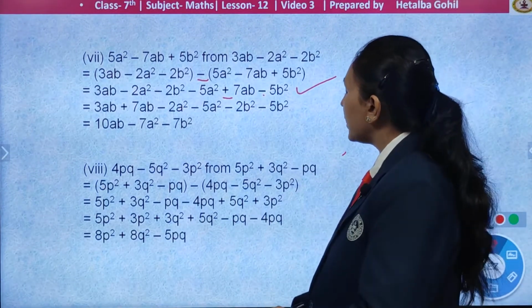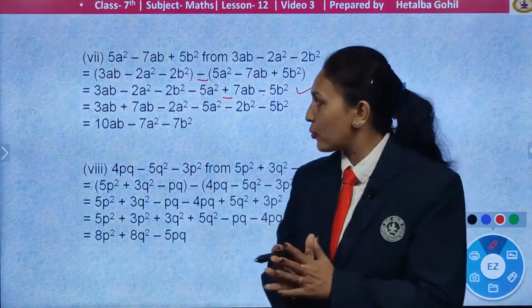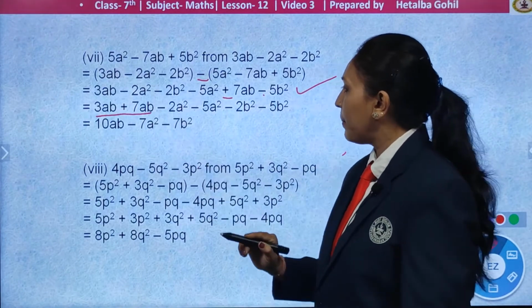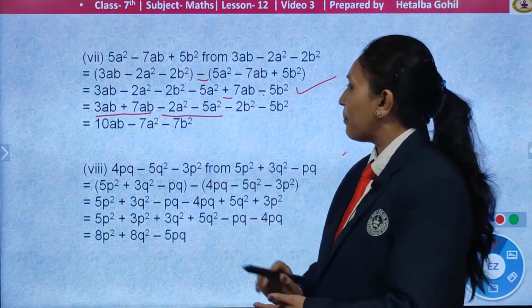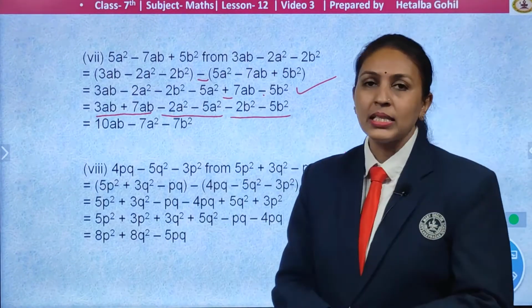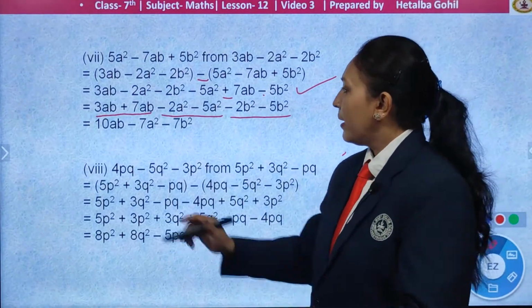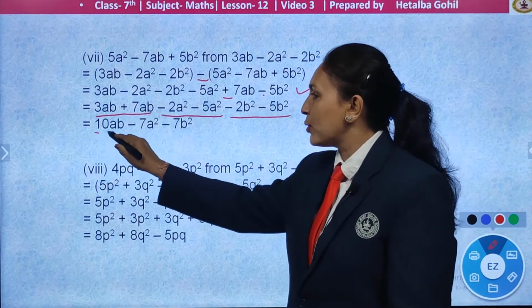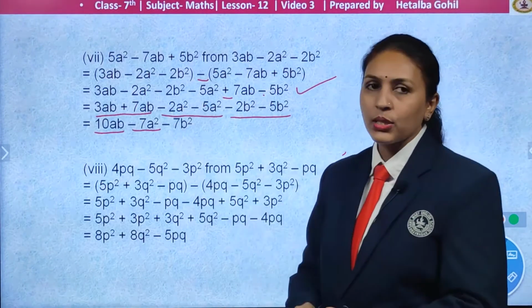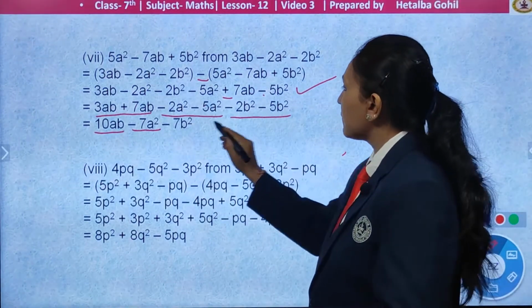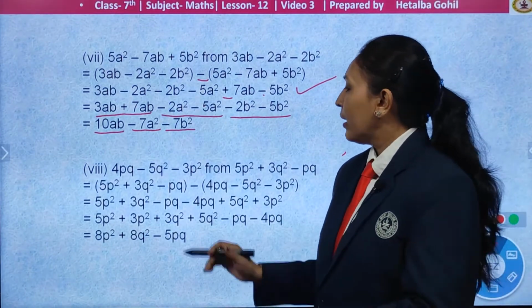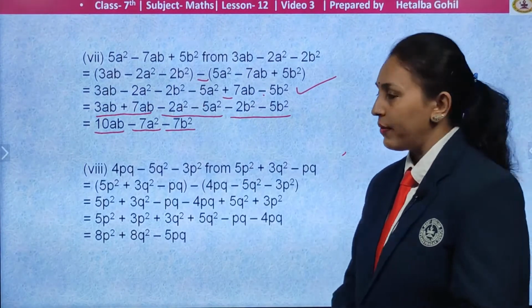Now what we have to do here, combine the like terms together. That is 3ab plus 7ab, 3ab plus 7ab minus 2a square and minus 5a square and minus 2b square and minus 5b square here. Now 3 and 7, that gives you 10ab, minus 2 minus 5 gives you minus 7a square, and minus 2 and minus 5 again gives me minus 7b square. Okay, so this is the way to solve here.